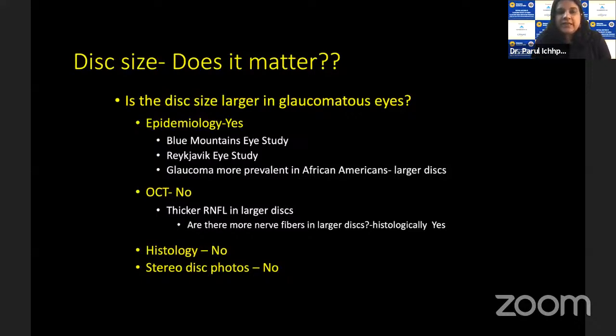So there have been studies which have looked at disc size. Epidemiologically, yes, it has been found to be very, very relevant. And it said that the disc size is larger in glaucomatous. But when the studies have been done on OCT, this was not really confirmed. And histologically also, this finding was not confirmed. So that means that even physiological discs can be large in size. So we have to remember that the large discs have large cups.